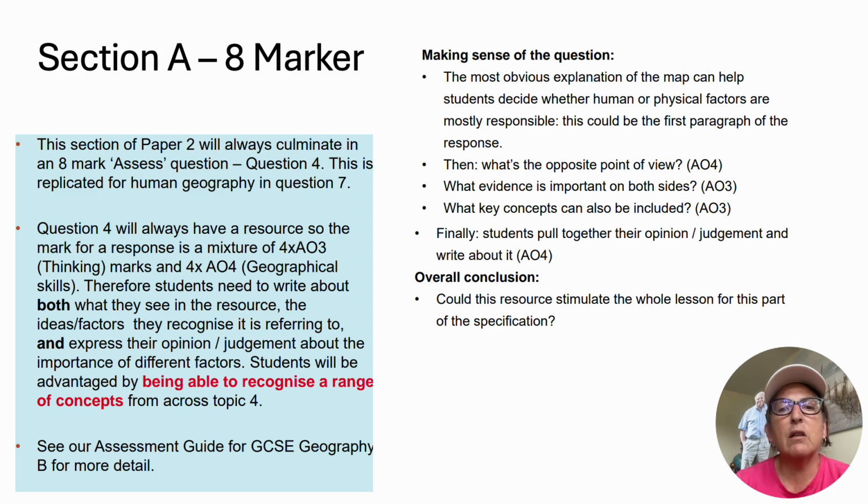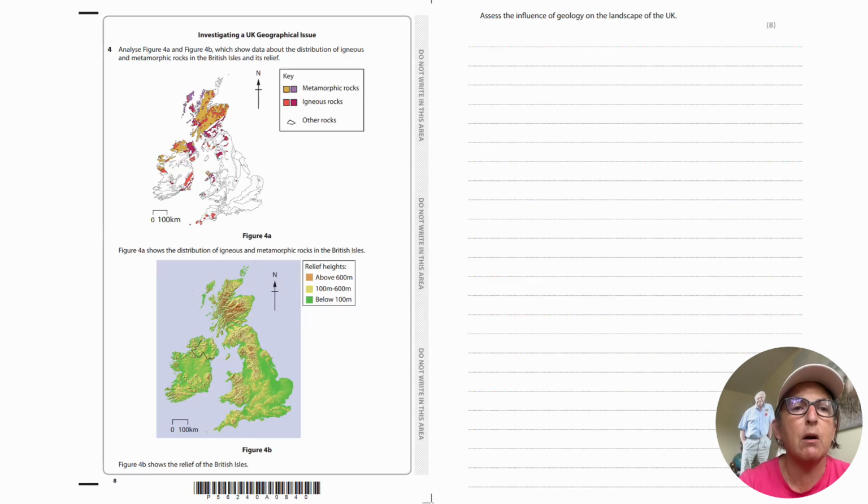And then you might consider the opposite point of view or a different factor and weigh up the evidence on both sides. That's your thinking, and your thinking is also about what concept should you be writing about. In AO4, you need to pull your opinion together and reach an overall conclusion. Overall, okay? And it is absolutely critical that you use data and information from the source in your answer, or you will not get enough marks.